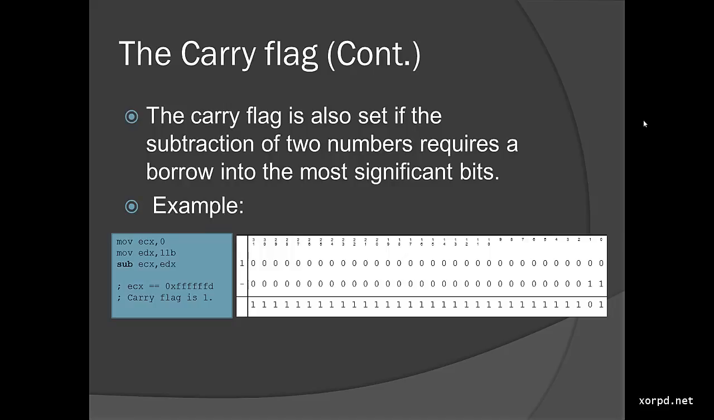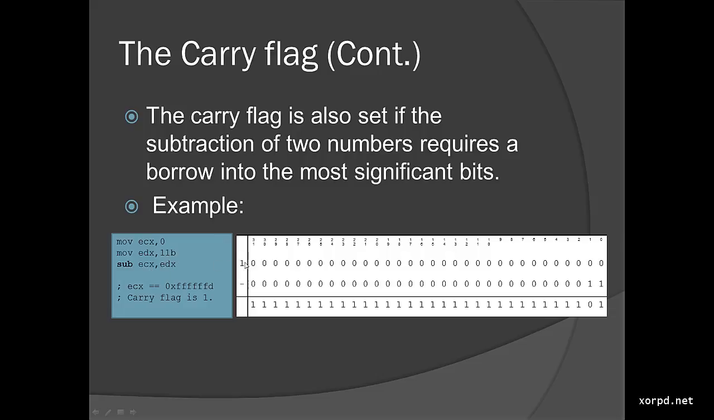Let's talk about subtraction. The carry flag is also set if the subtraction of two numbers requires a borrow from the most significant bits. For example, here we have three instructions. The first one zeros ECX. The next one moves 11 in binary into EDX. And then we subtract. We subtract the number 11 in binary from 0.